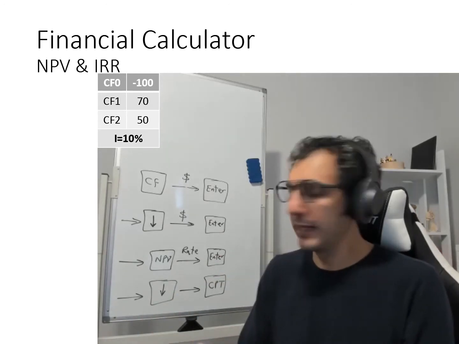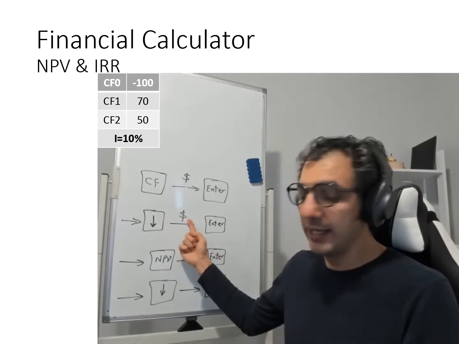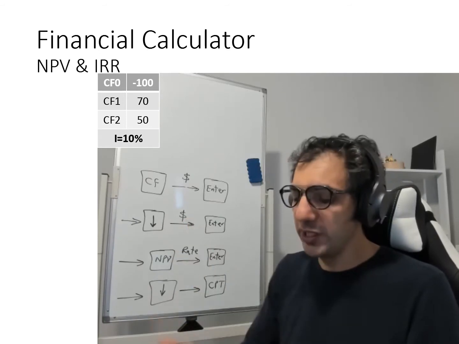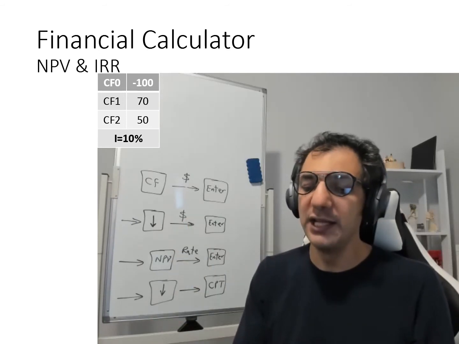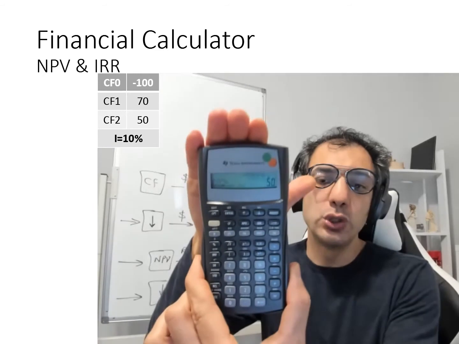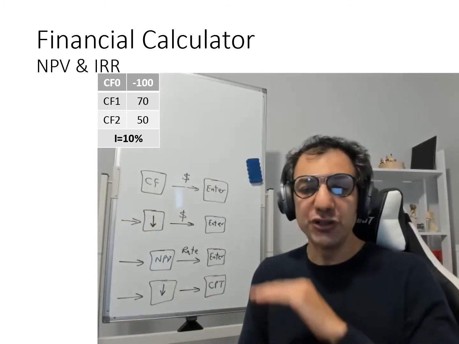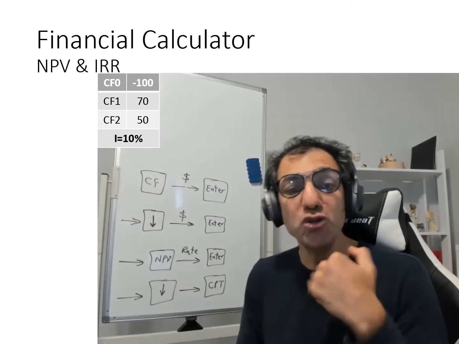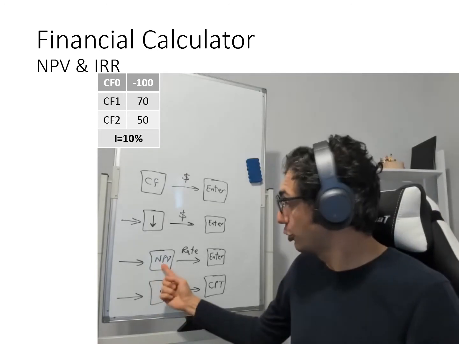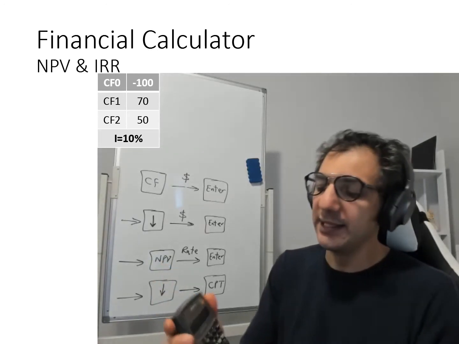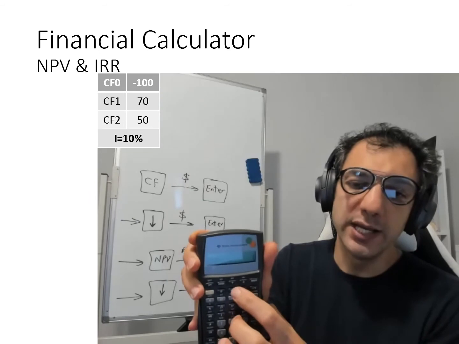So we move to the next period. I go down again and enter the cash flow in year 2, which is 50. So 50, enter. It shows the C02 as 50. After entering all the cash flows, now you need to hit NPV. You see in the second row there is an NPV. So I hit the NPV.